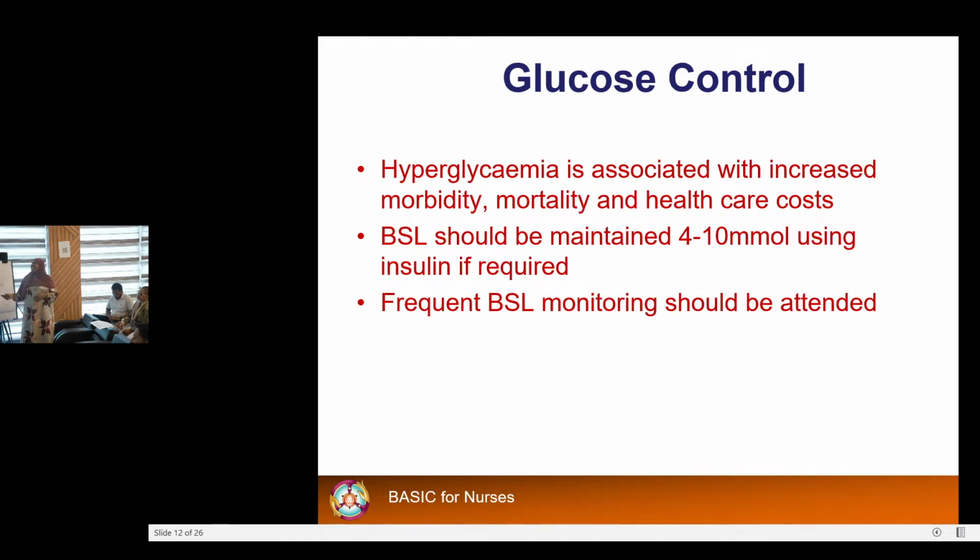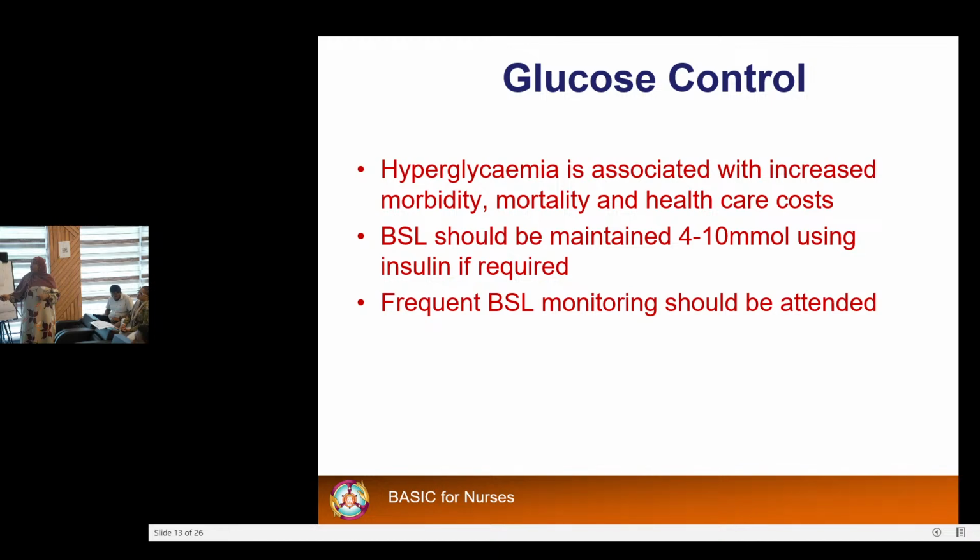And glucose control. In glucose control, how frequently are you checking your patient's blood sugar? 4 hourly. And what is the target? 4 to 10 millimoles. So it is important to maintain glucose control because hyperglycemia is associated with morbidity, and hence financial problem.